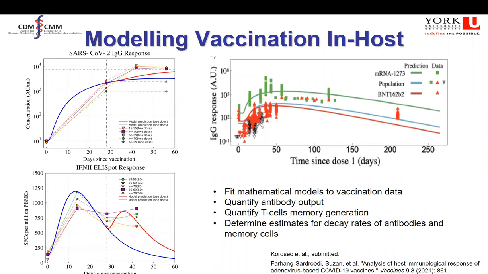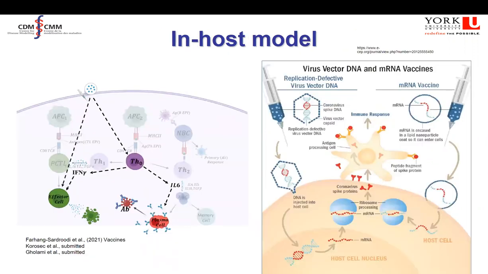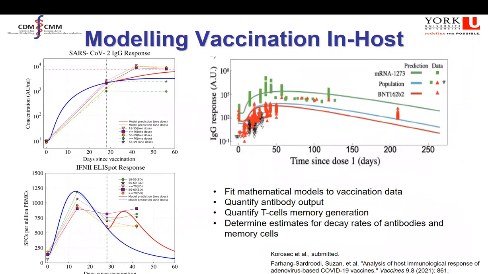Yeah. Okay. So here we fit mathematical models to vaccination data. We quantify the antibody output. So here we have our IgG response in the top left and in the top right. We also have an interferon gamma response down here. We use these because we know that they're related to different types of memory cells, interferon gamma and interleukin 6, and different antibodies. So we can infer what our populations of memory cells are looking like in our in-host model. And so we can then determine estimates for decay rates of antibodies and memory cells using these mathematical models and these data sets.